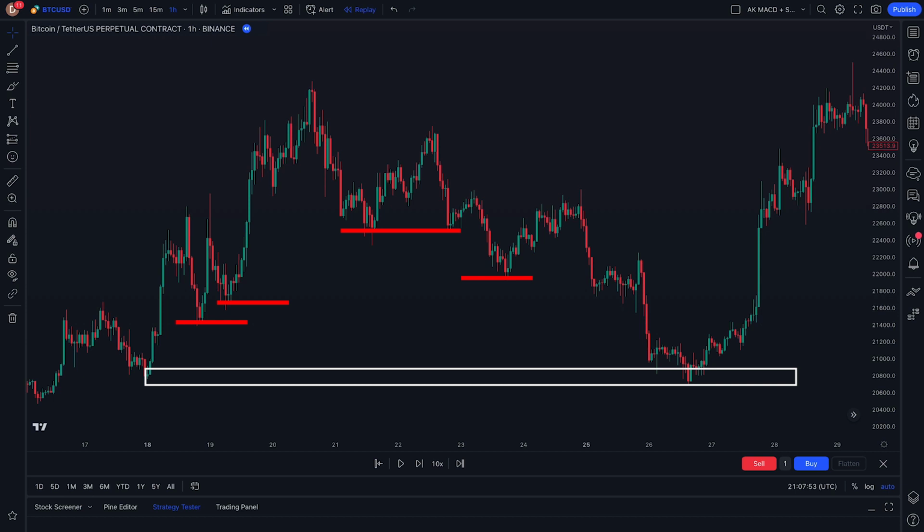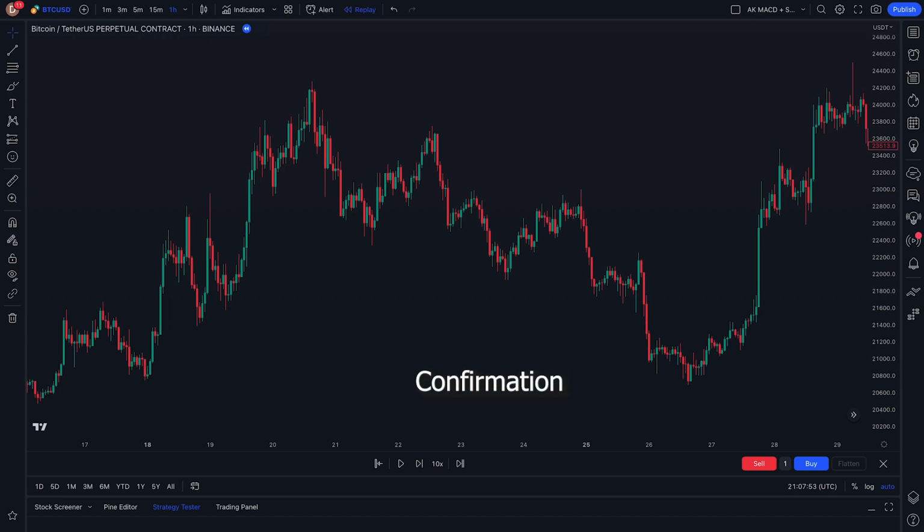Some traders may view these areas as opportunities for liquidity grabs and buy positions, but it's important to note that the supply has taken over in this scenario. Therefore, trading this order block without proper confirmation would likely be ineffective.